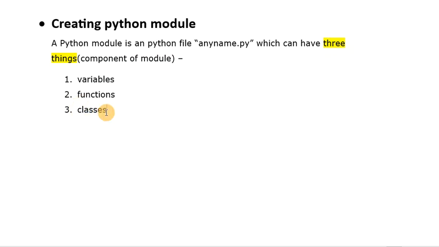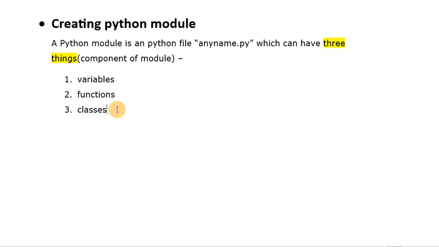We can have more than one class in the module, we can have more than one function, we can have more than one variable. So these all we can have in a single module. That is why these are called the components of a module. The idea behind keeping these components in a single file is that they must be related to each other. If they are not related, there is no use of creating the module.